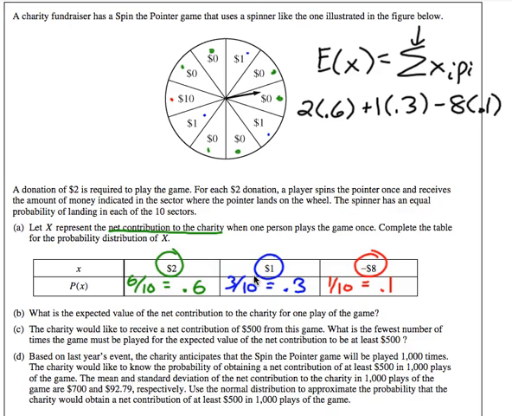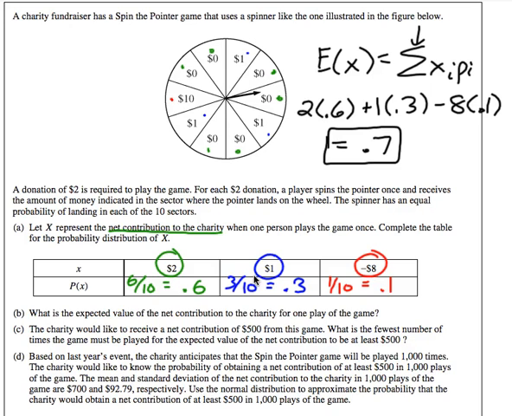When you do that, 2 times 0.6 plus 1 times 0.3 minus 8 times 0.1, we're getting a net contribution of 70 cents. So in general, we're noticing each time a person plays, the charity should be getting about 70 cents per play in the long run.